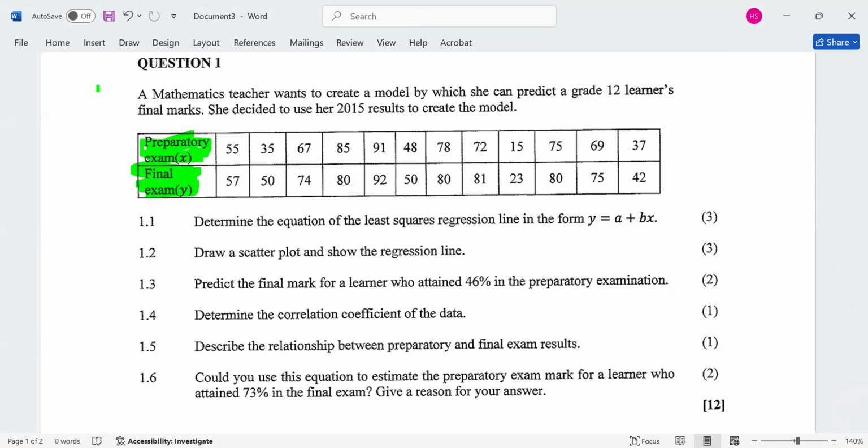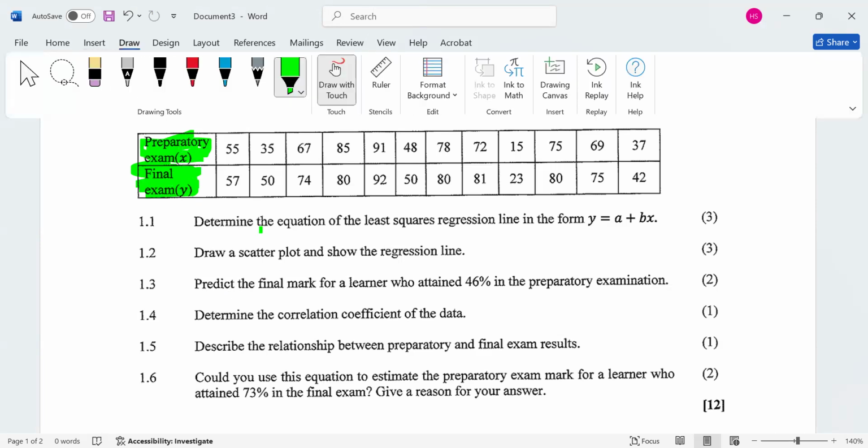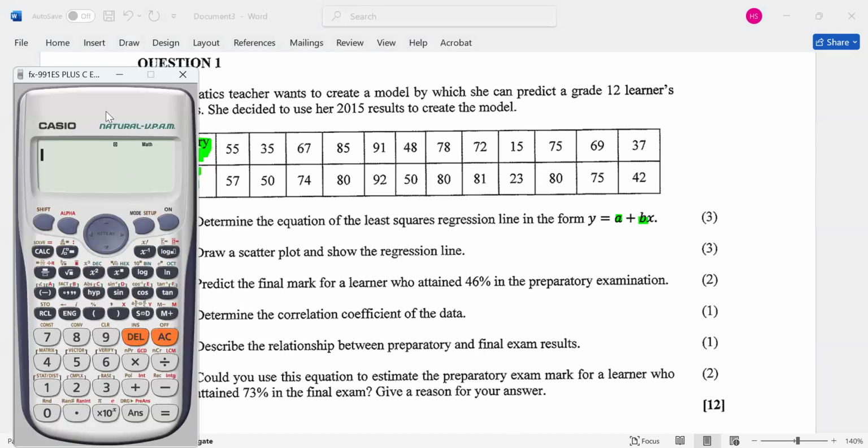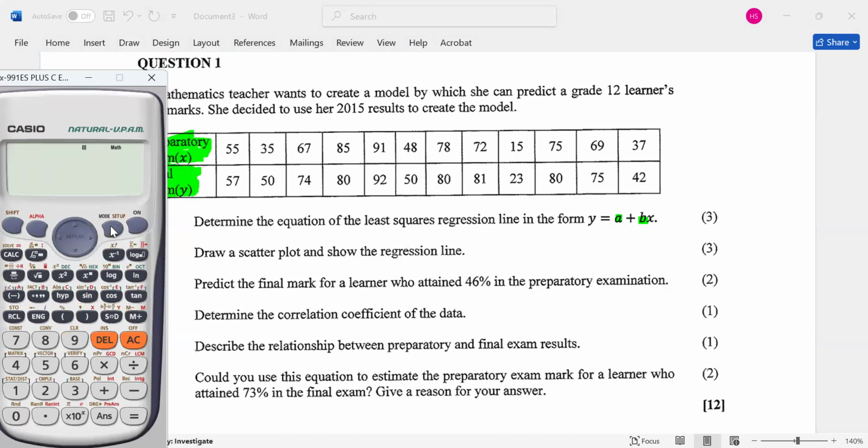Next question says, determine the equation of the least squares regression line, which is 3 marks. We need to get A, we need to get B, and then we need the equation. How would we do that? We go to our calculator. We press mode, then we go to stats, option 3, and we go to option 2, the one that says A plus BX.